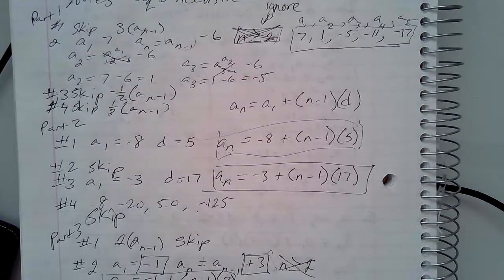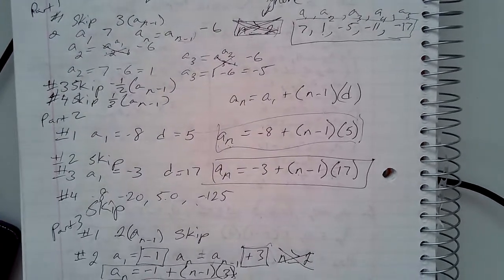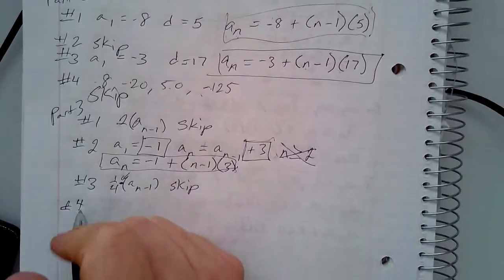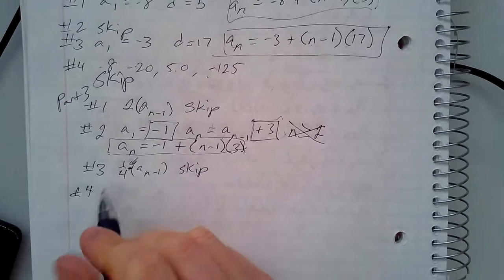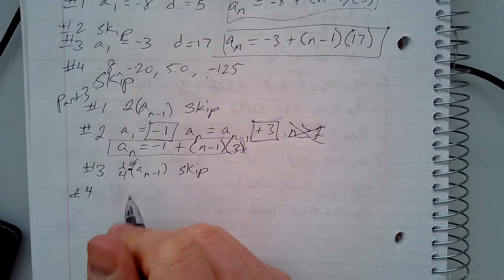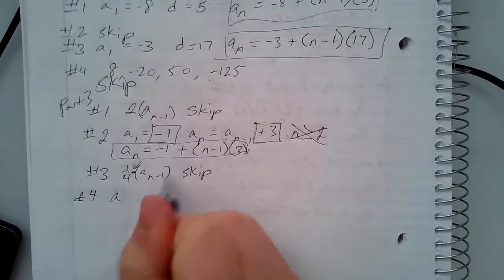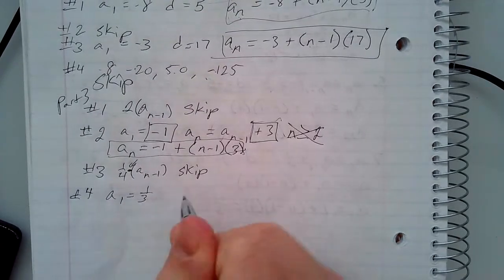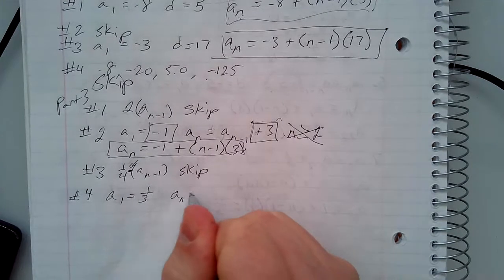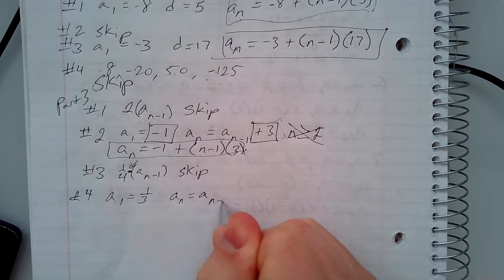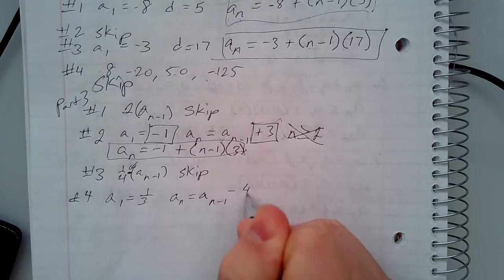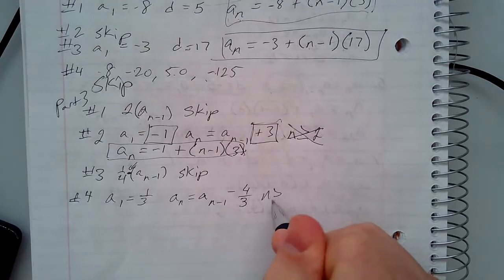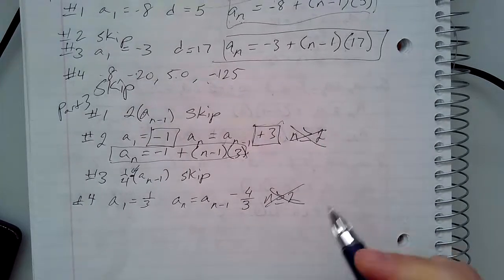And then number 4. Number 4 looks like it might be multiplication, but it's really not, because there's no multiplication in front of a sub n minus 1. So it says a sub 1 is equal to 1/3. Then it gives you this equation. This is our recursive formula. It's just the name. Minus 4/3. And then it gives you the qualifier. N is greater than or equal to 2. Ignore that part. All right.